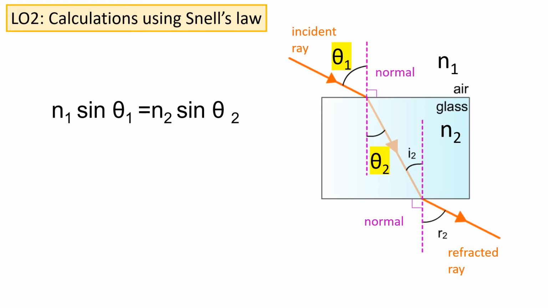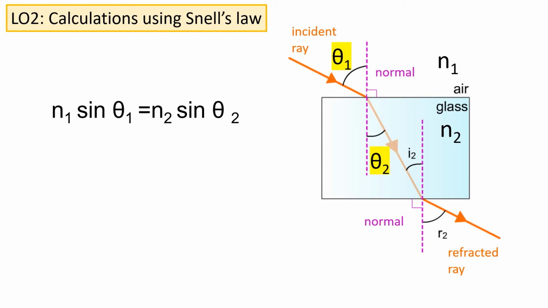When light moves from one medium to another, it will change direction. That is, it will refract. We can measure refraction using Snell's law. We say that n1 sin θ1 is equal to n2 sin θ2, where n1 is the refractive index of the original medium and n2 is the refractive index of the medium the light enters. Then θ1 is the angle of incidence and θ2 is the angle of refraction.